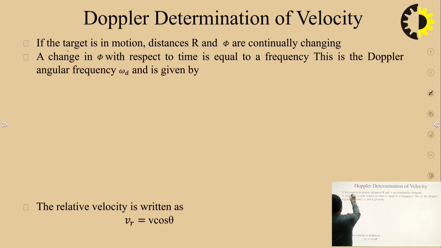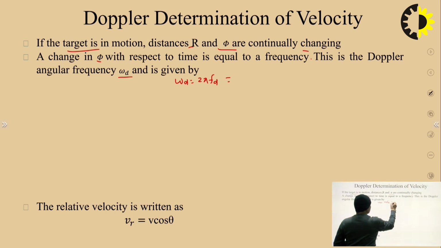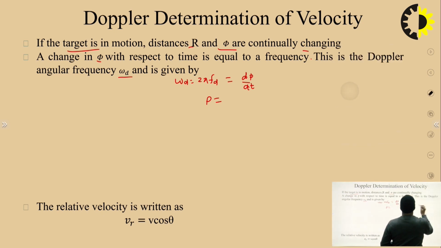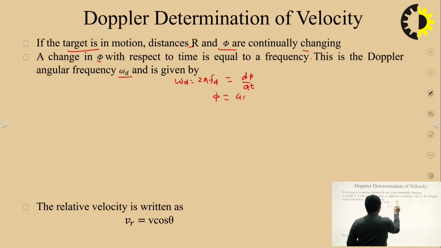So if the target is in motion and the distance, let's say r and phi, are continuously changing, a change in phi with respect to time is equal to a frequency. This is the Doppler angular frequency, given by the symbol omega_d, and now how we will find this. So omega_d equals 2 pi f_d, or we can also define it by d phi by dt, and the value of this phi is equal to 4 pi r by lambda.